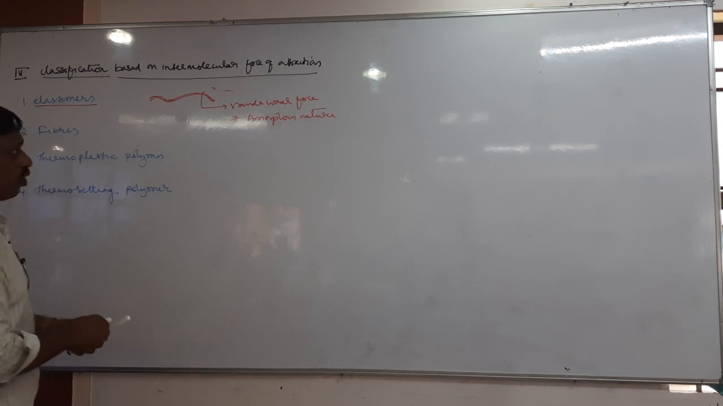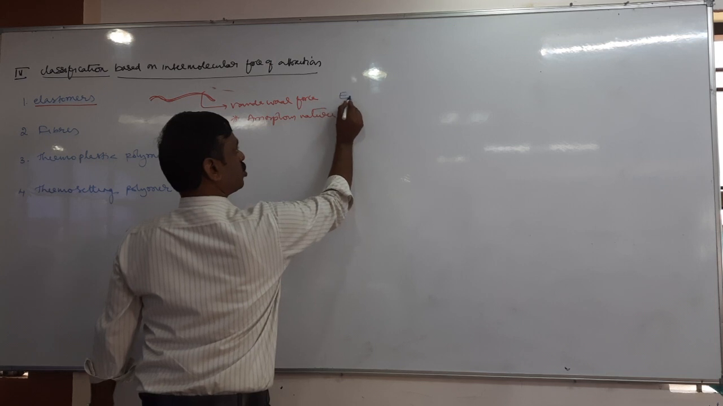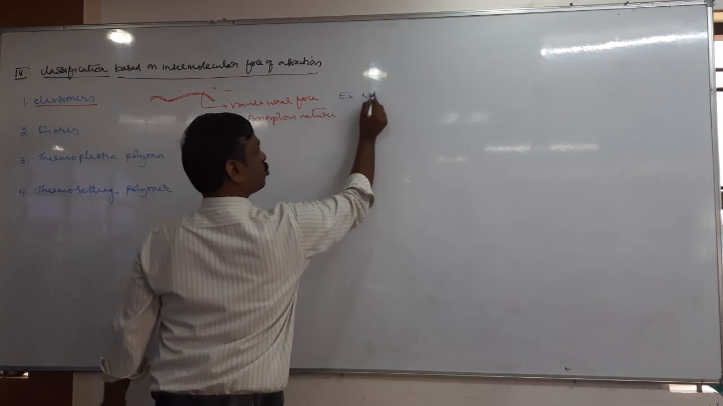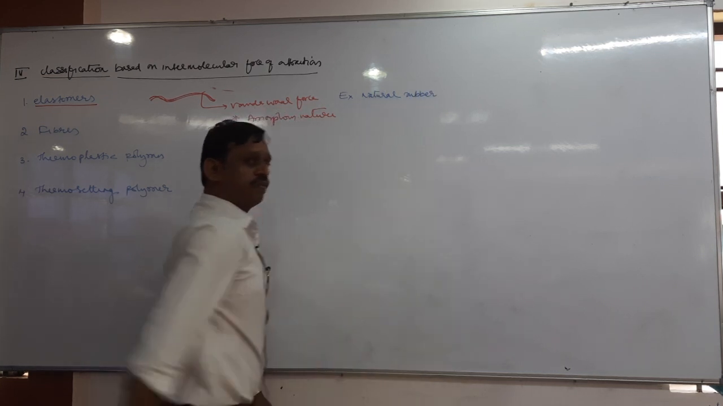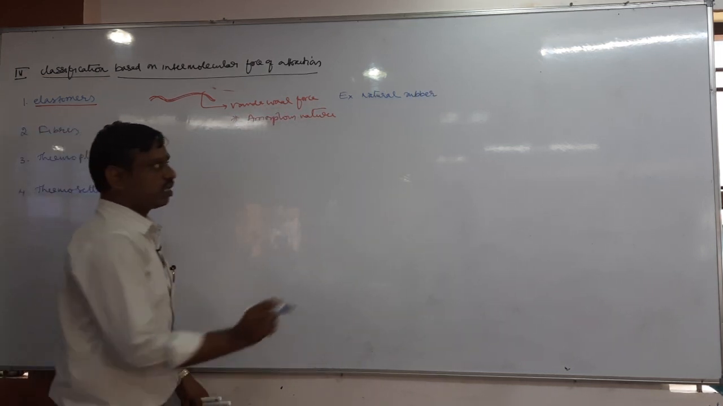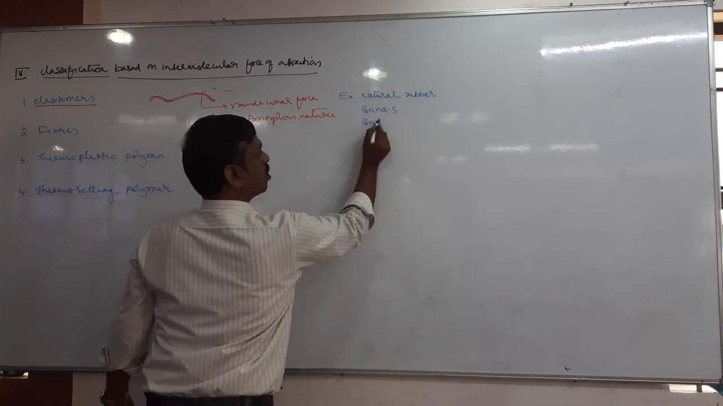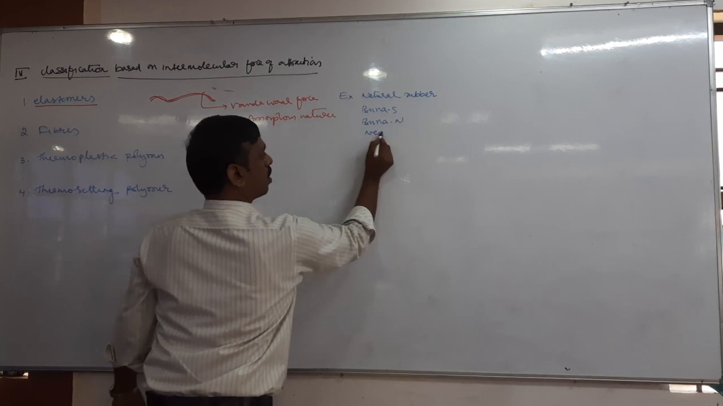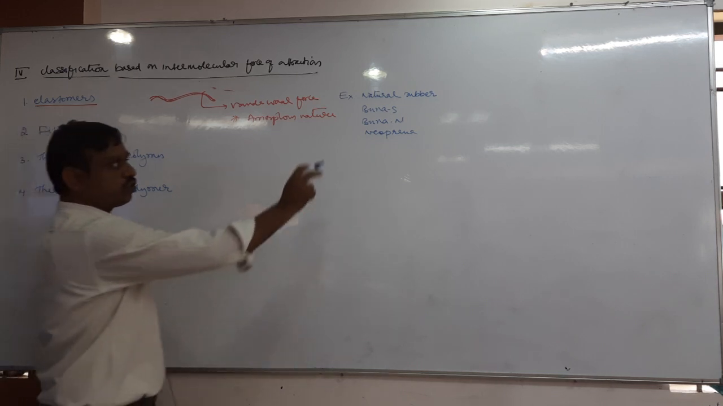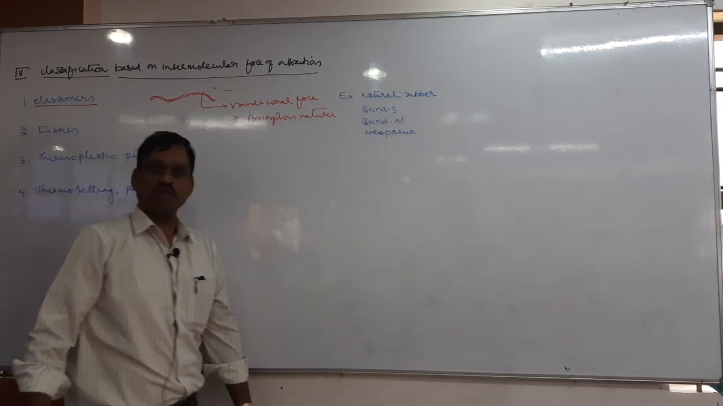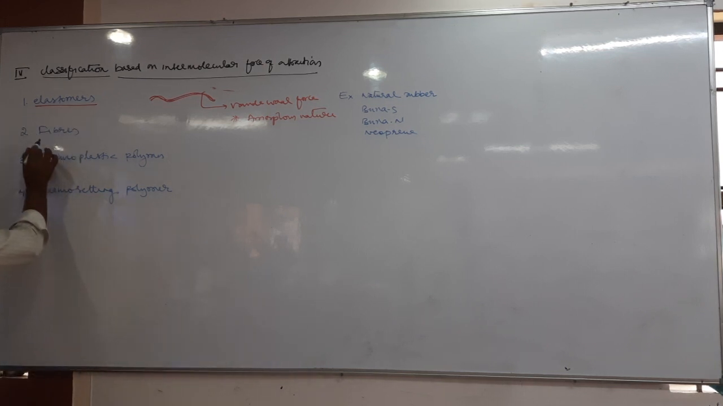Amorphous nature. Then what are the examples for these polymers? Since they are elastic nature, natural rubber is the best example, and even synthetic rubber. Can you tell me example for synthetic rubber? Last class you have studied Buna-S, Buna-N, and even neoprene is also an example for synthetic rubber. Therefore, natural rubber and synthetic rubber, all these are examples for elastomers. Okay.